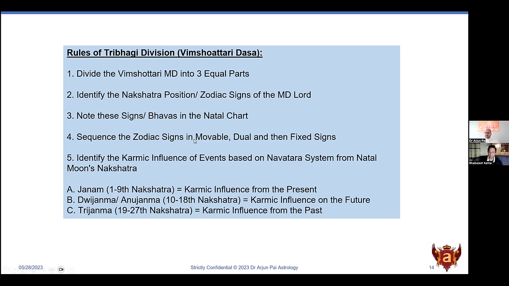Sequence the zodiac signs in the order of movable first, then dual or dvisvabhava, which is mutable, and then fixed signs. That is the fourth step.